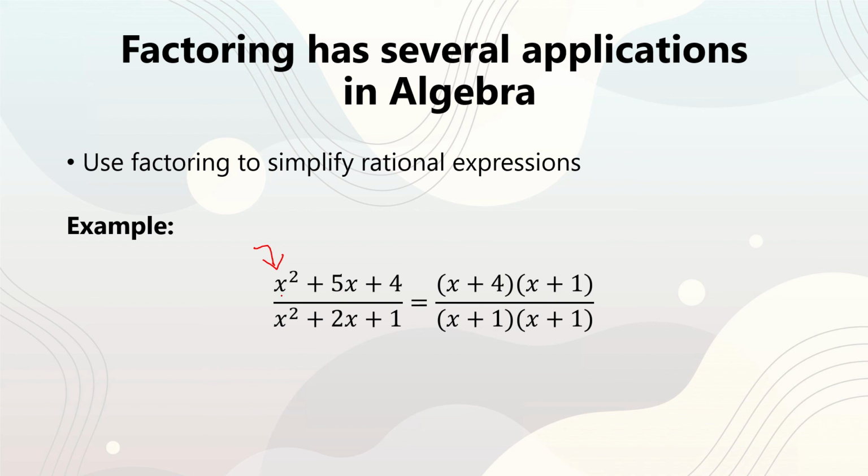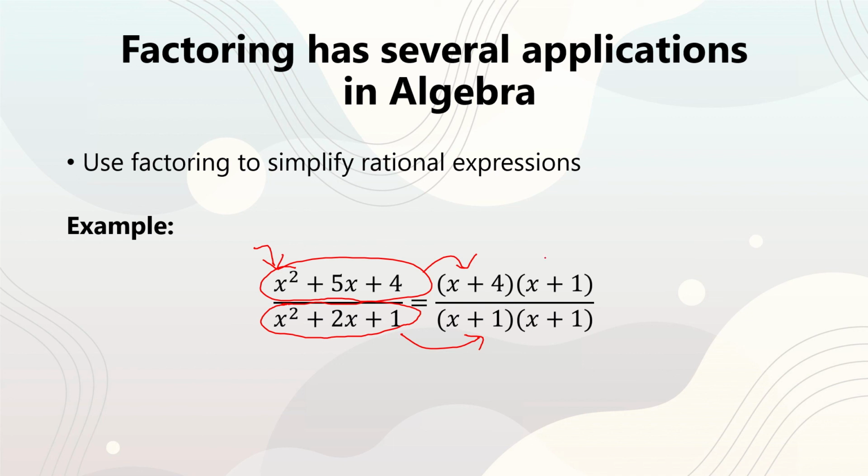As an example, in the numerator, x squared plus 5x plus 4, if you factor it out, that would be the quantity x plus 4 times the quantity x plus 1. Try to check yourself. When you use distributive property or the FOIL method to multiply it, you will get x squared plus 5x plus 4. In the denominator, x squared plus 2x plus 1, when you factor it, you will get the quantity x plus 1 times the quantity x plus 1.